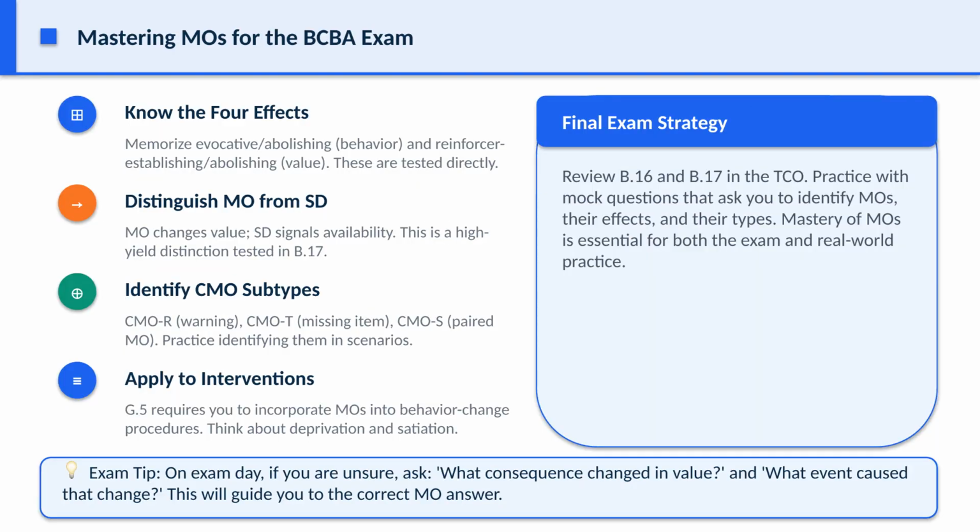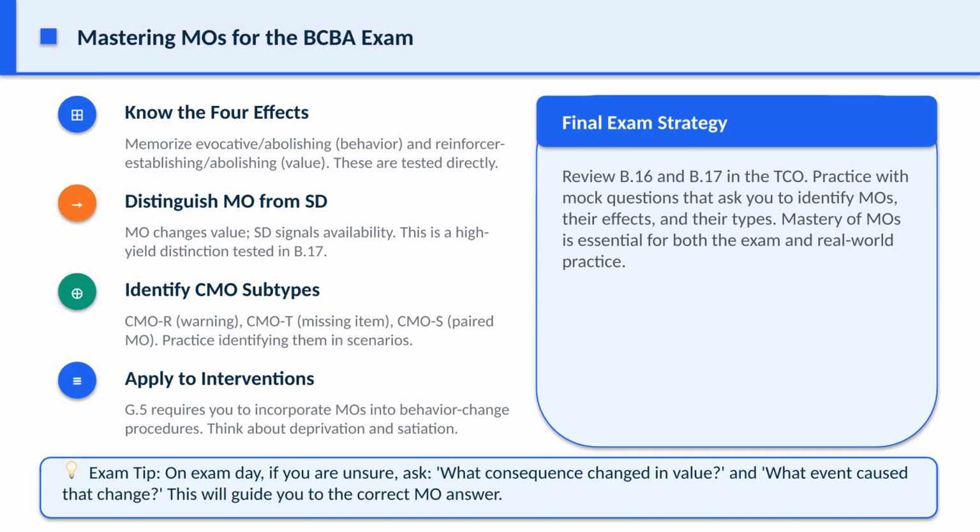To master motivating operations for the BCBA exam, start by memorizing the 4 effects: evocative and abolishing effects on behavior, and reinforcer establishing and abolishing effects on value, since these are tested directly. A high-yield distinction under task list item B.17 is differentiating an MO from an SD. An MO alters the value of a reinforcer, while an SD signals its availability. You must also identify the 3 conditioned MO subtypes. CMO-R is a warning signal, CMO-T is when a missing item disrupts a chain, and CMO-S is when an MO is paired with another MO, and practice recognizing them in scenario-based questions.